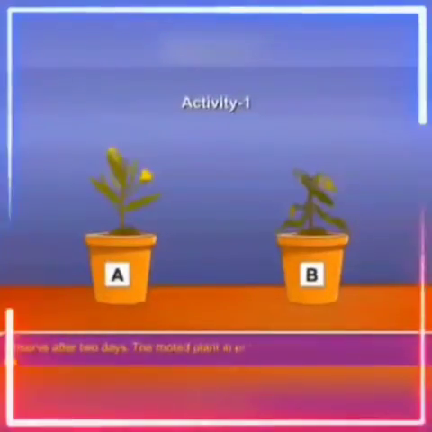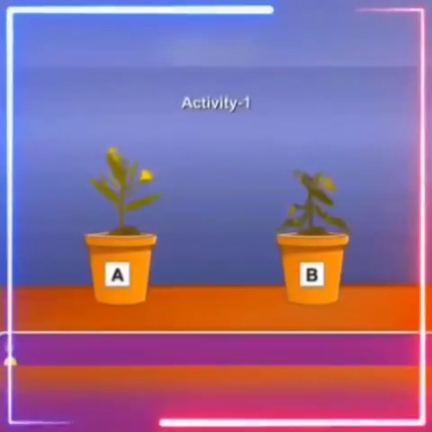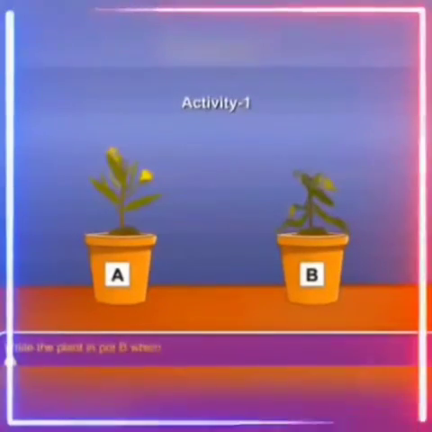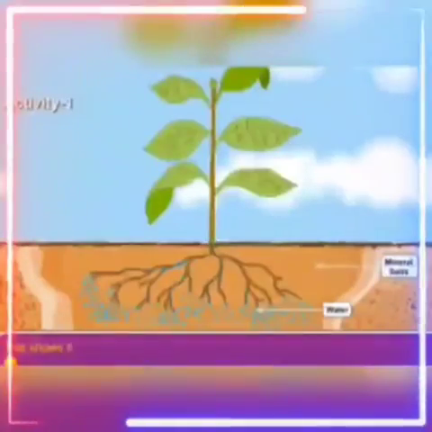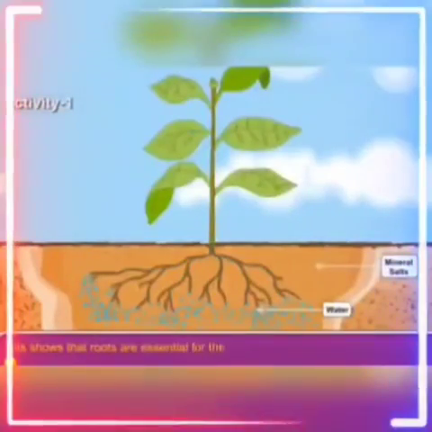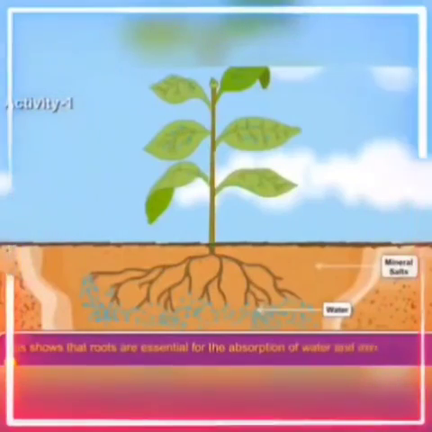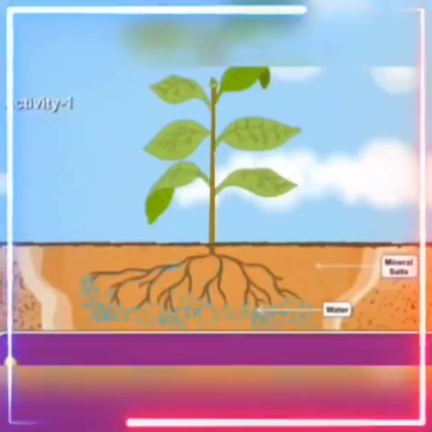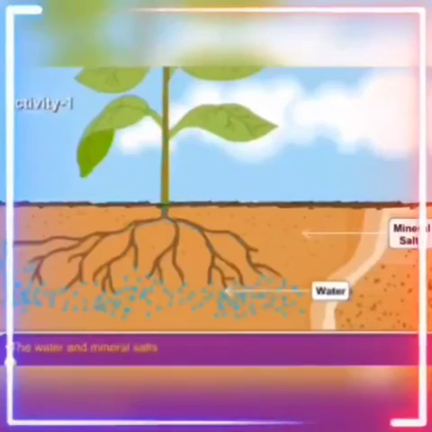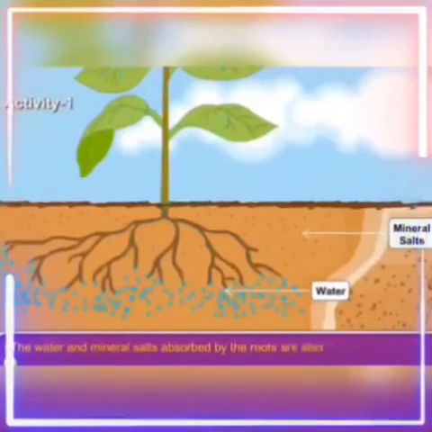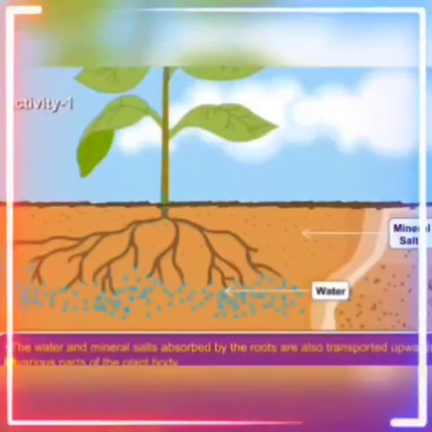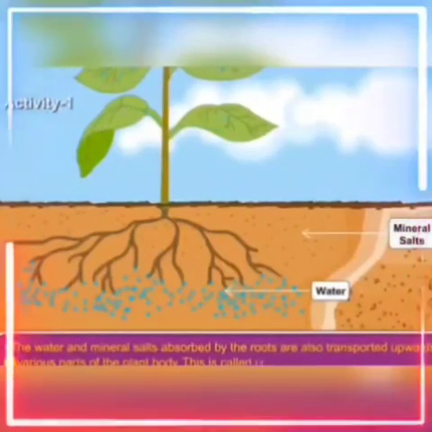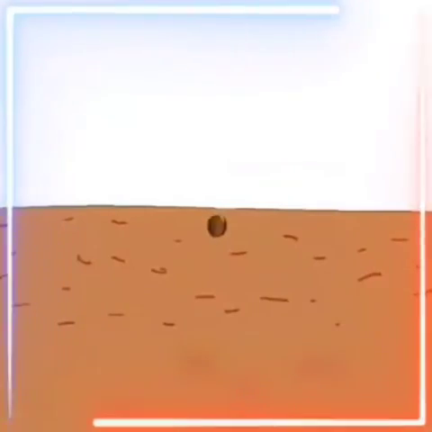The rooted plant in pot A is normal, while the plant in pot B, which is without roots, dries up. This shows that roots are essential for the absorption of water and minerals from the soil. The water and mineral salts absorbed by the roots are also transported upward into various parts of the plant body. This is called conduction.